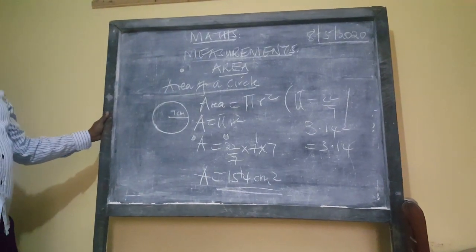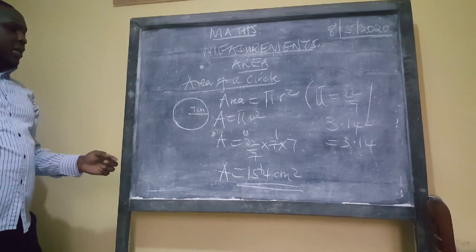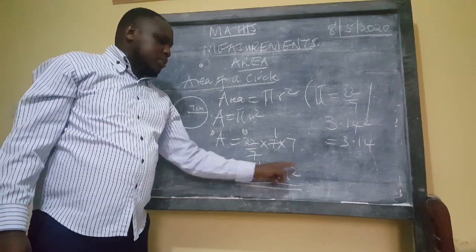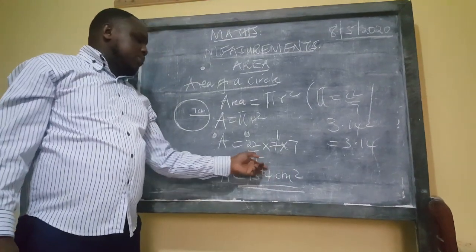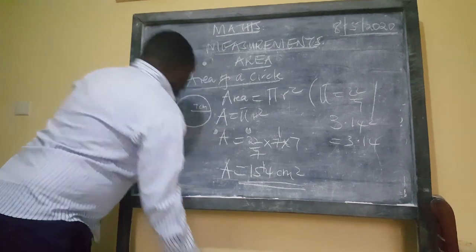So that will be our answer, 154 centimeters squared. Remember, we are giving the area in square units because, of course, this is not perimeter, it's area. Area is always given in square units.